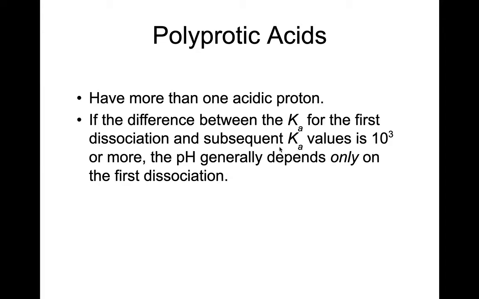If the difference between these is 10 to the third or more, it means the pH generally will depend only on the first dissociation. If there's a 1,000-fold difference or bigger, it means that the first hydrogen is breaking off, and then the second one doesn't really do enough to matter. So that means you can just take the first one into effect for pH calculations. If it's smaller, that means we need to do two sets of calculations. We need to see what concentration of hydrogen is coming from the first dissociation and what concentration is coming from the second dissociation, since a different ratio will dissociate in each case.